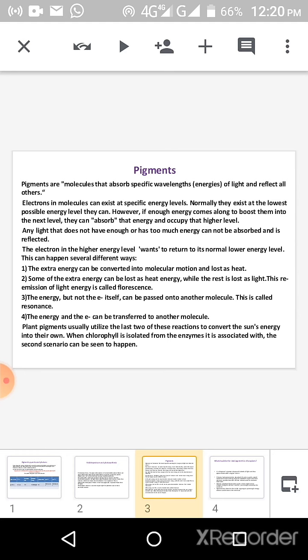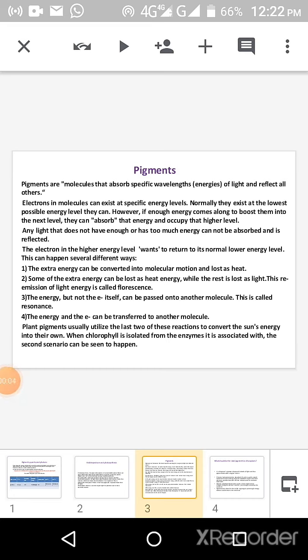Plant pigments usually utilize the last two of these reactions to convert the sun's energy into their own. That is, they pass it on to another molecule, or the electron can be transferred to another molecule. When chlorophyll is isolated from the enzyme it is associated with, the second scenario can be seen to happen. I hope you have understood this.